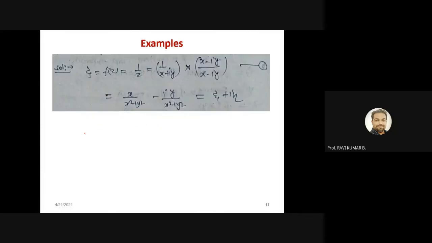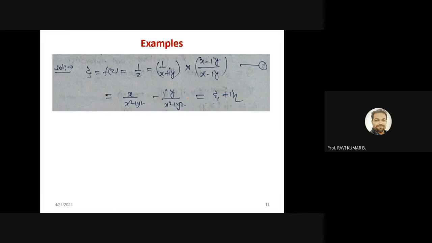So how to start? We will write zeta is a function of z, which is given by the equation 1 by z, and z is x plus iy. So this can be written as 1 divided by x plus iy. Then you multiply and divide by x minus iy. Usually 1 by z was only this term, and now you are multiplying and dividing by x minus iy. If you multiply this, you will get x divided by x squared plus y squared minus iy divided by x squared plus y squared, that is equal to xi plus i eta, because zeta is equal to xi plus i eta.